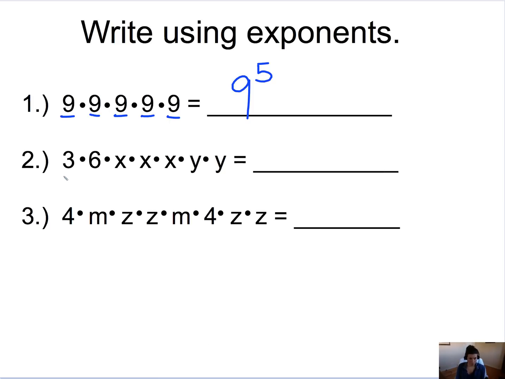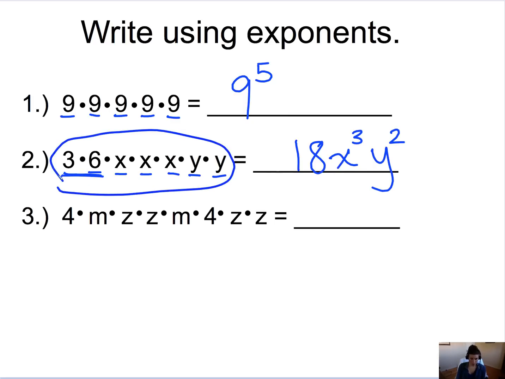Okay, number 2. 3 and 6 are numbers. Those are the only numbers in the problem, but they're not the same base. That means that I cannot put 3, 6. It's not 36. I have to actually multiply these two numbers. So that would be 18. Now I can look at my variables. So my next base is going to be x. How many times are we multiplying x? 1, 2, 3. So it's x to the 3rd power. And then our next base is y. And how many times are we multiplying y? 1, 2. So the short version of this whole sentence would just be 18x to the 3rd power, y to the 2nd power, or y squared.